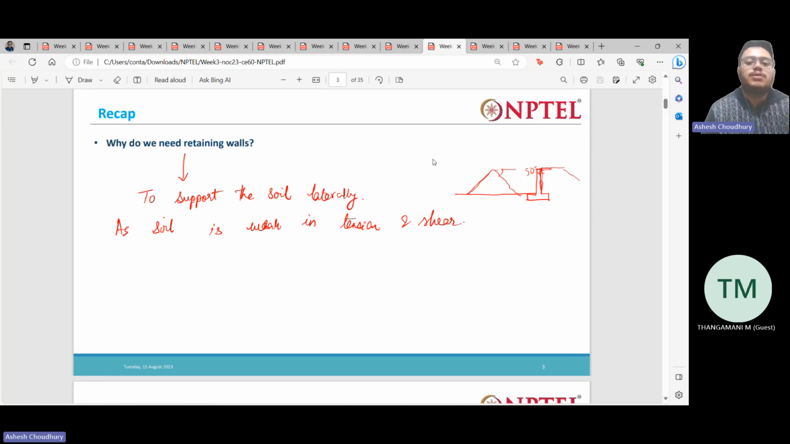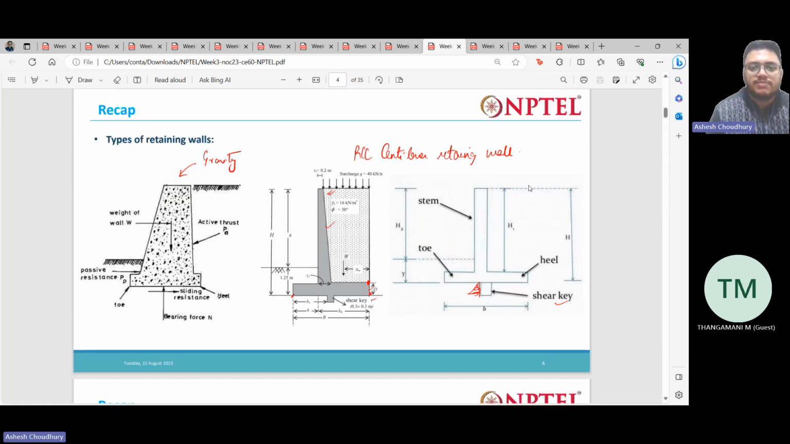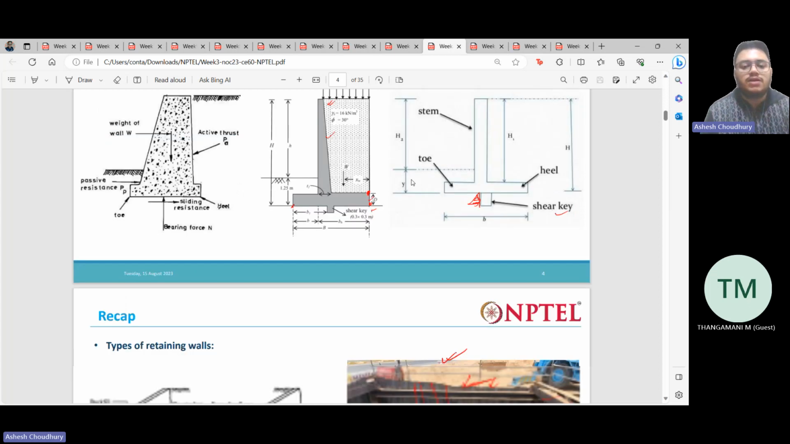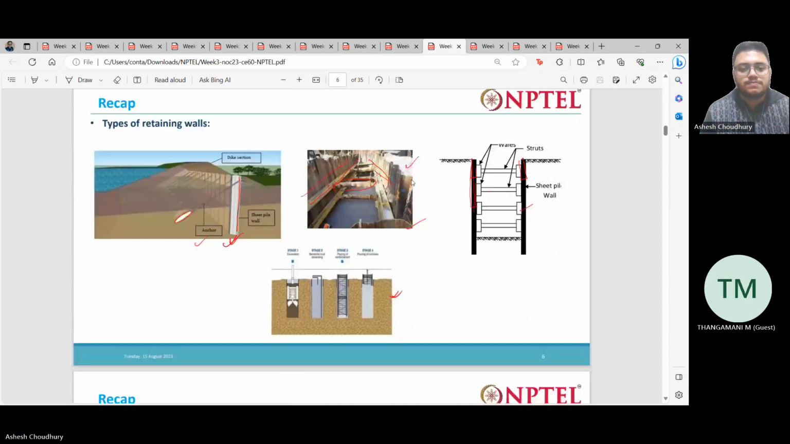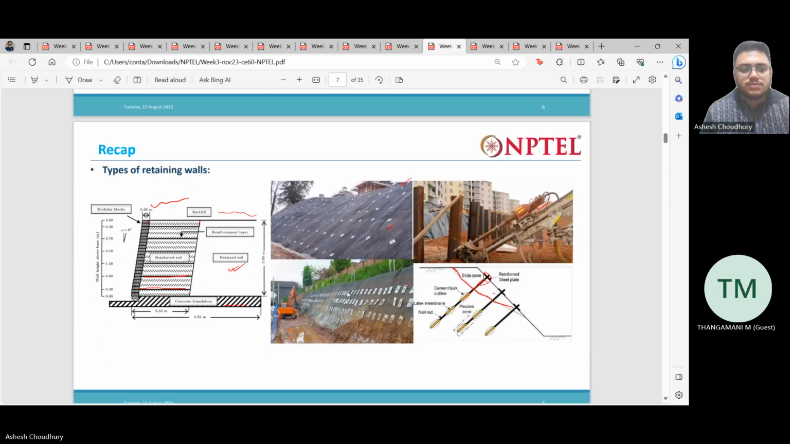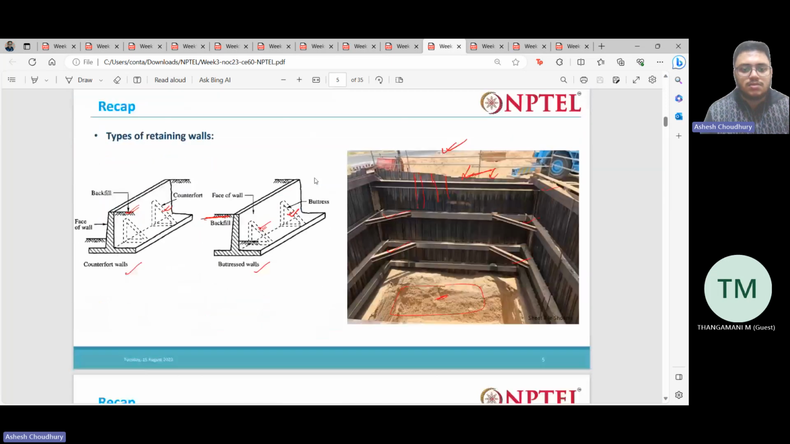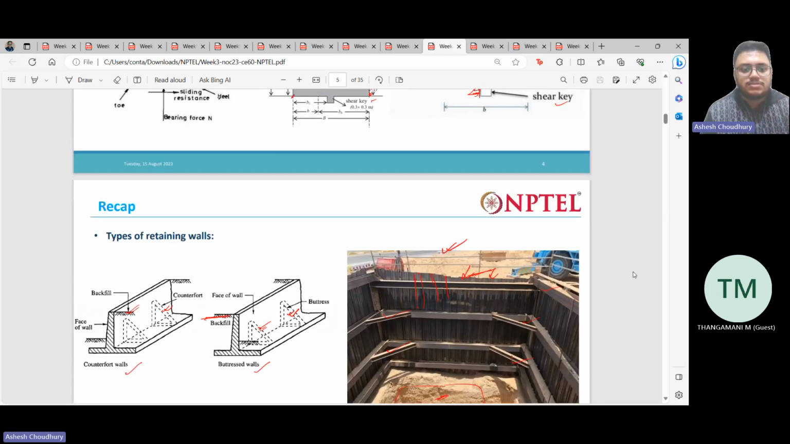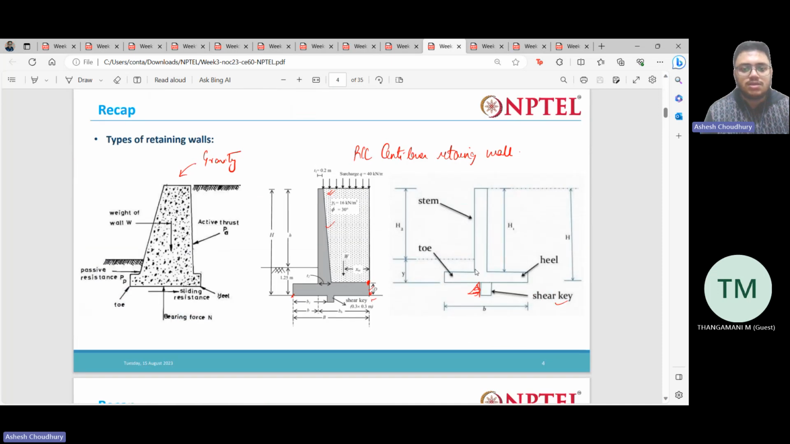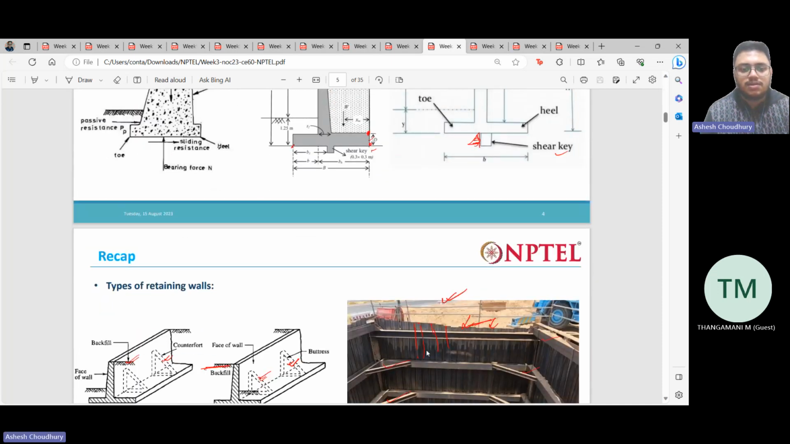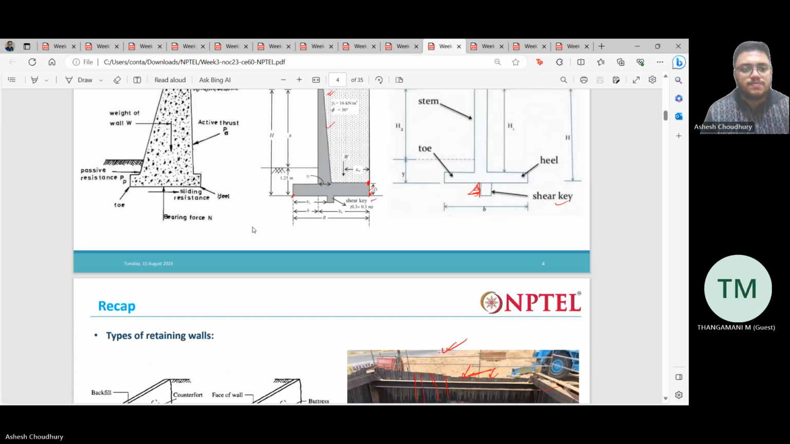Then we discussed the retaining walls. So why do we need retaining walls? We need retaining walls to support the soil laterally. There are various types of retaining walls: gravity, cantilever, and all those things. So we discussed the various types. You can see the various types here. These are the buttress retaining walls. This is actually a sheet pile wall.